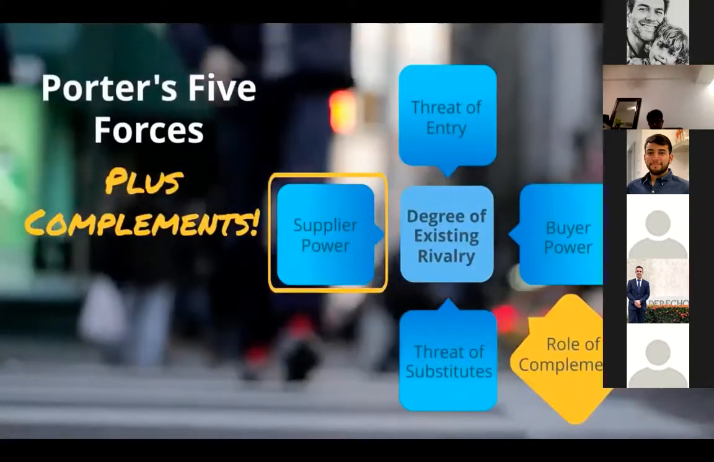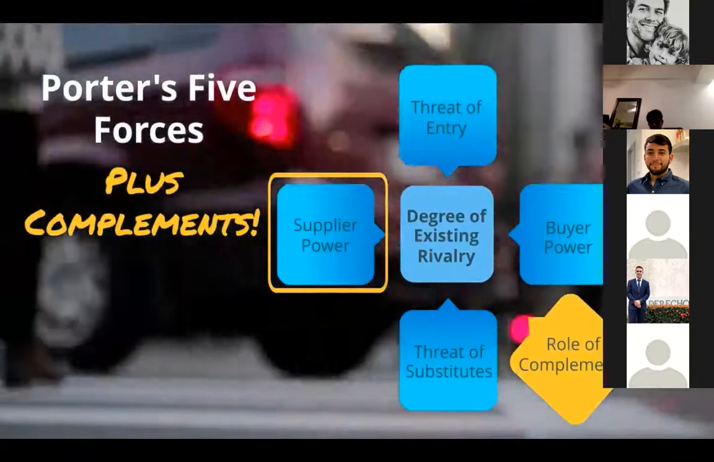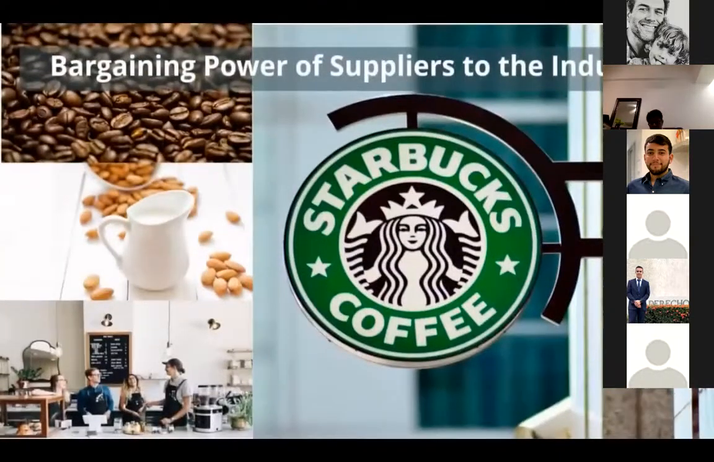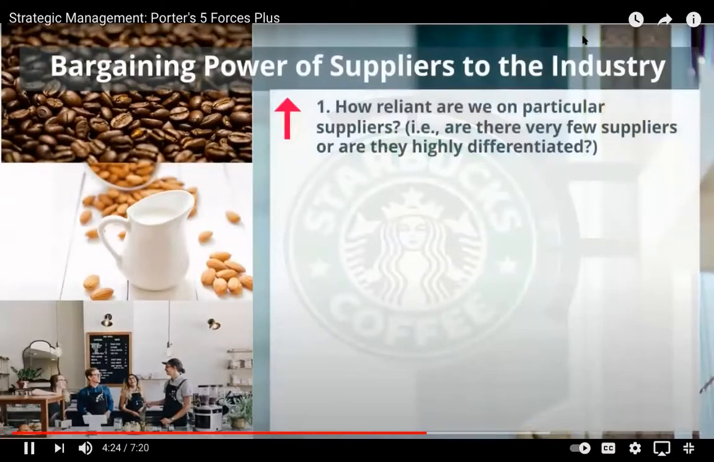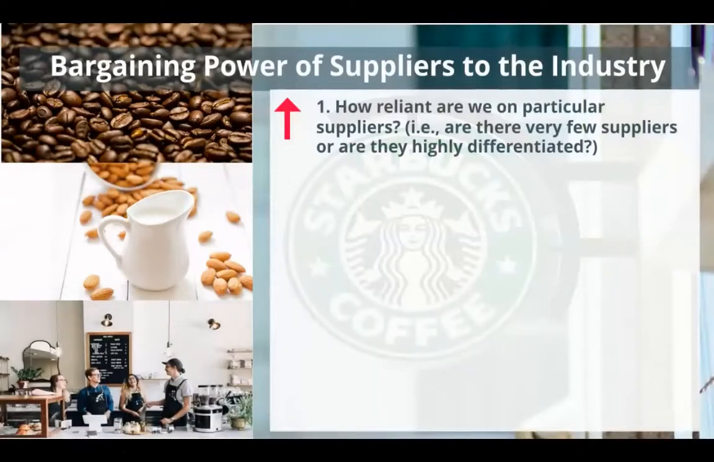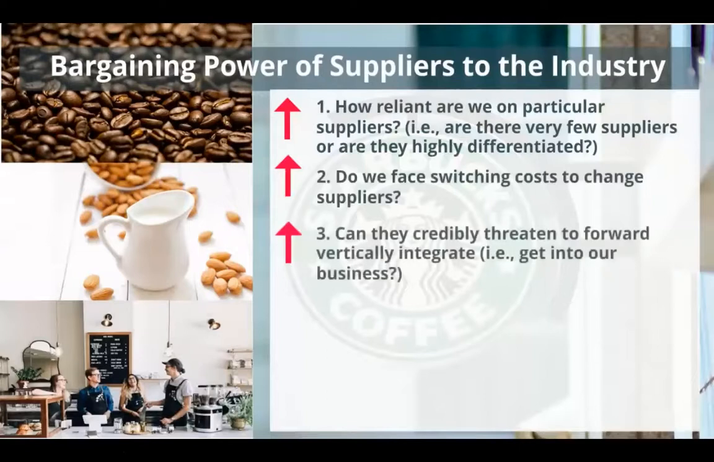Now let's talk about the factors that influence the bargaining power of suppliers to the industry. For example, suppose we're Starbucks and some of our suppliers include coffee bean suppliers, dairy suppliers, and baristas. For each of these categories, we're going to ask, how reliant are we on particular suppliers? Are there very few suppliers or are they highly differentiated? We also want to know if we face switching costs to change suppliers. Can they credibly threaten to forward vertically integrate into our business? These things will increase their power.